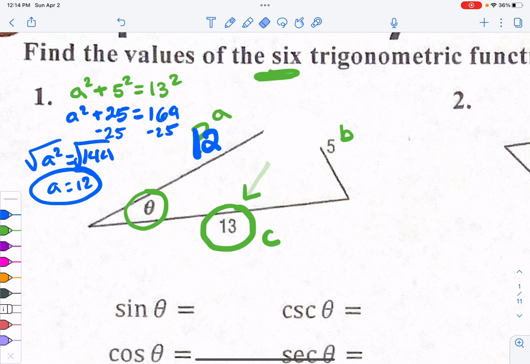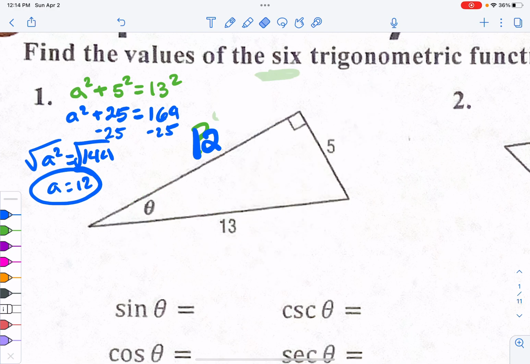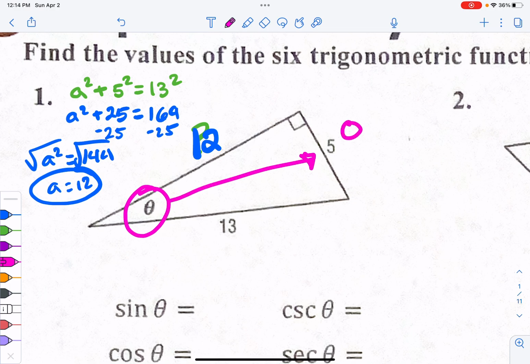All right, now I'm going to erase some of my bubbles here. A, B, C. Let's go to a different color. We're looking at angle theta, and then we label our sides opposite, hypotenuse, adjacent. So the opposite side is going to be 5. This is O. The hypotenuse side we said was 13, and the adjacent side, or the one right next to it, is 12. So that's how I label AOH.